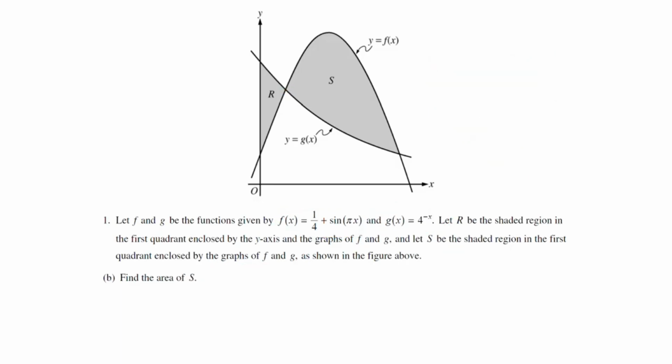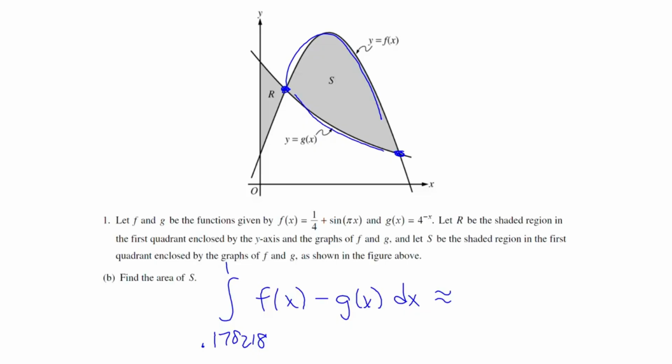In part B, it just wants us to find the area of S. So we're just going to do the same thing. We're going to integrate from that 0.178218 to 1, right? Because now we're going from here to here. But this time it's not g minus f. This time it is f minus g, because on this interval, f of x is above g of x. Right? We can see f of x is above g of x here.